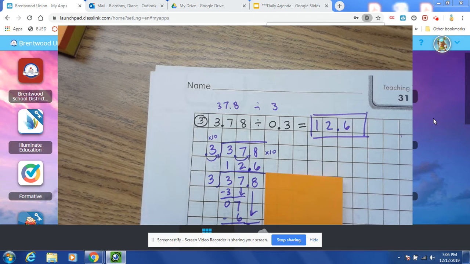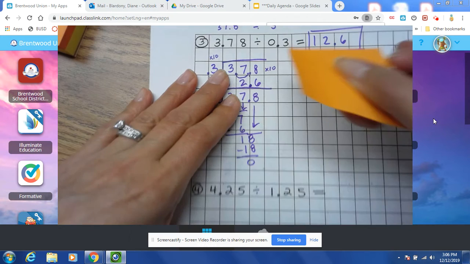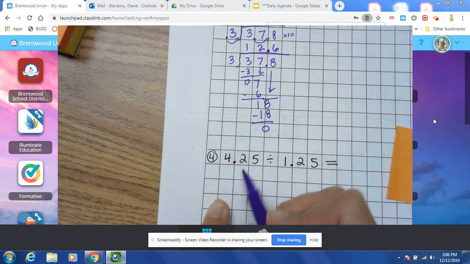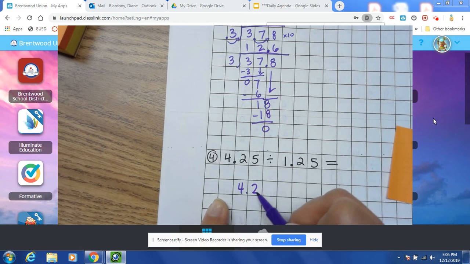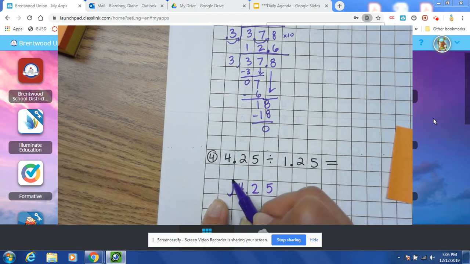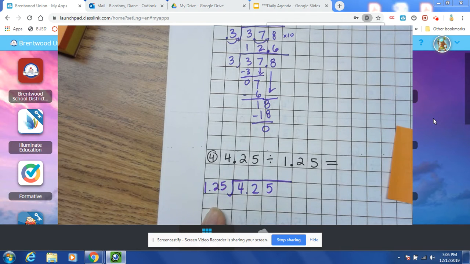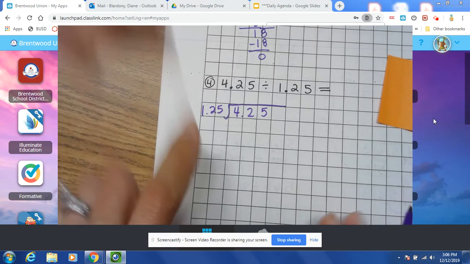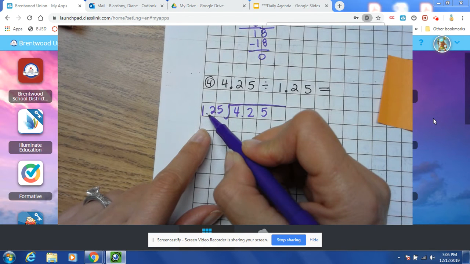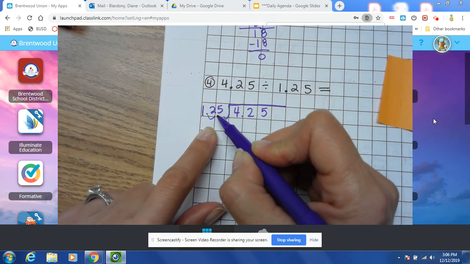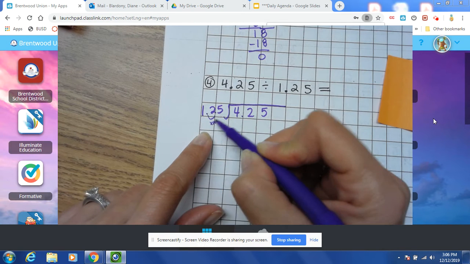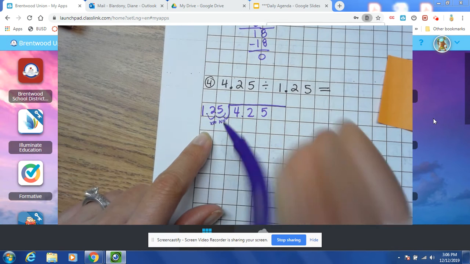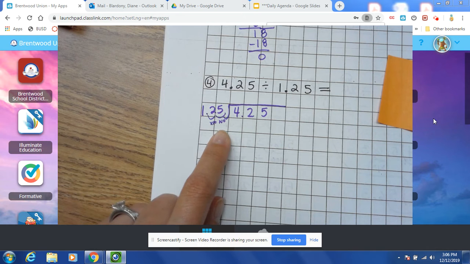Okay. All right, moving on to the next problem. 4.25 goes into the house. 1.25 goes on the outside. Okay, so again, I have to get rid of my decimal. Now, I have to move this decimal point over 2 times. Every time I move the decimal point over, I'm doing a times 10 and another times 10. Okay, 10 times 10 is 100.